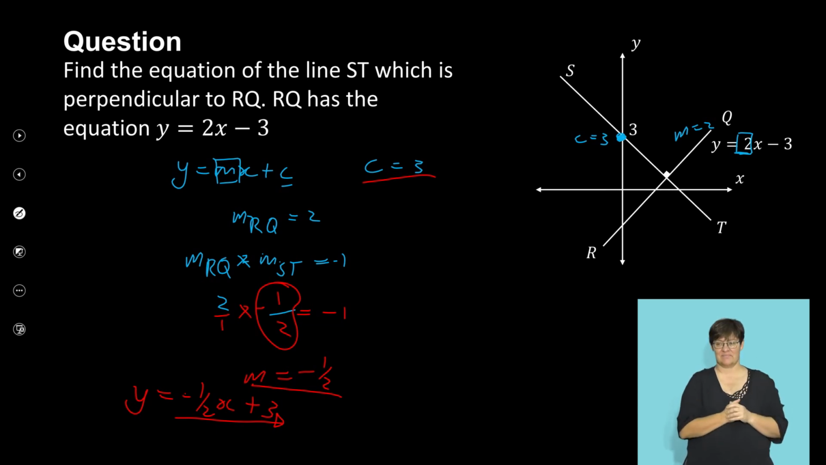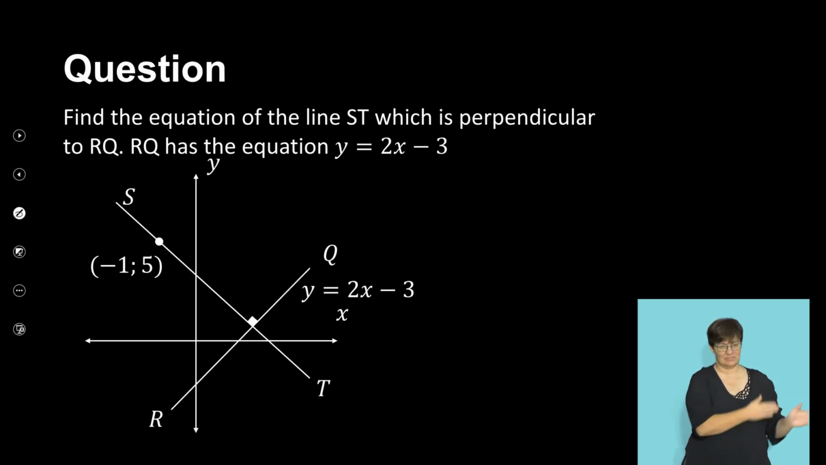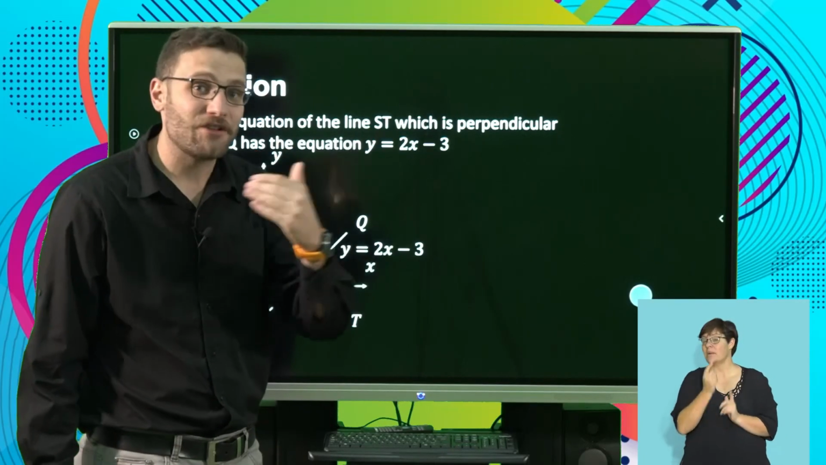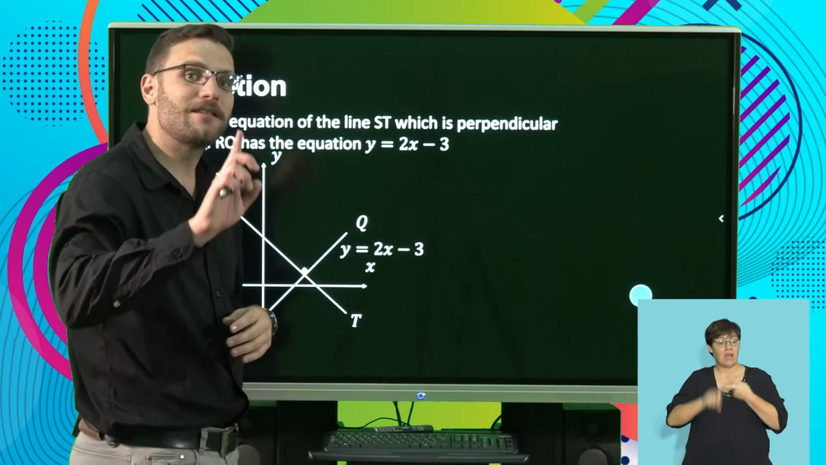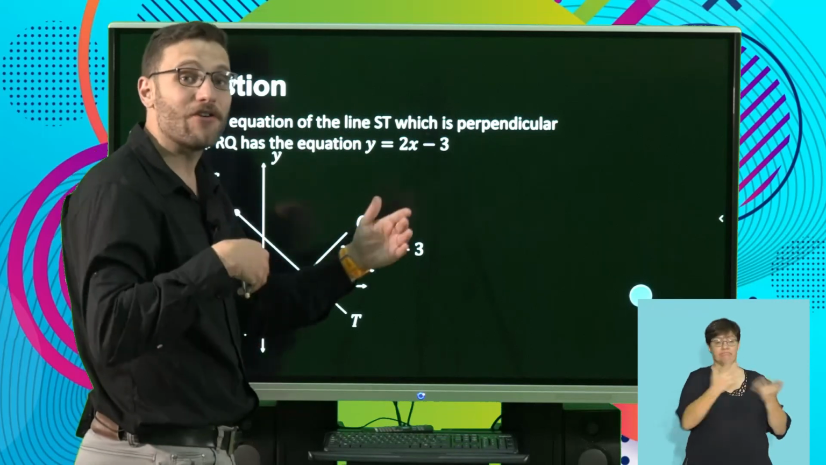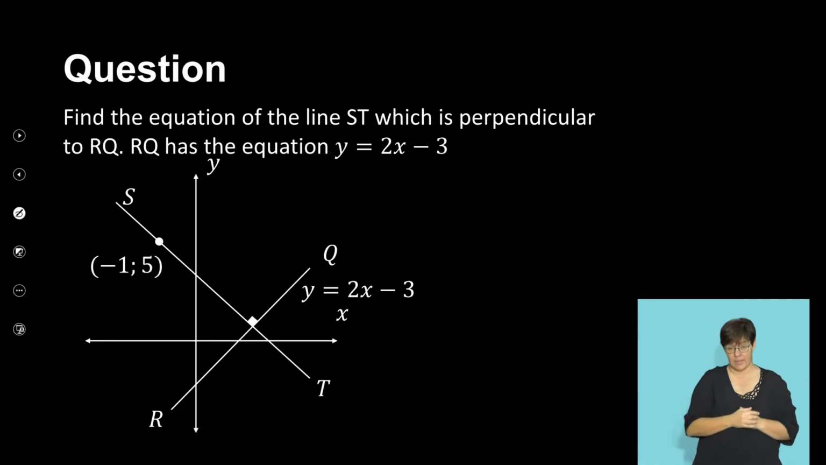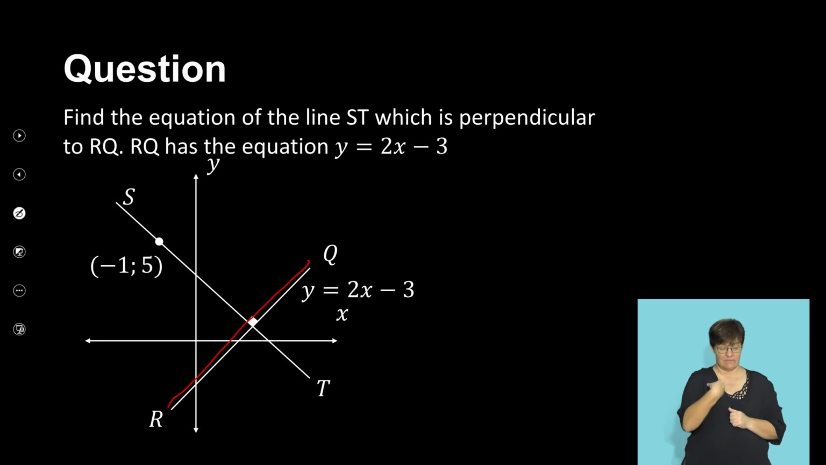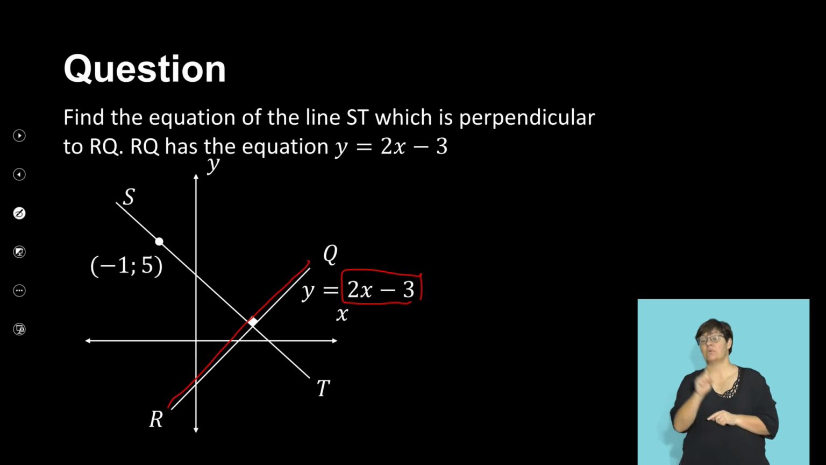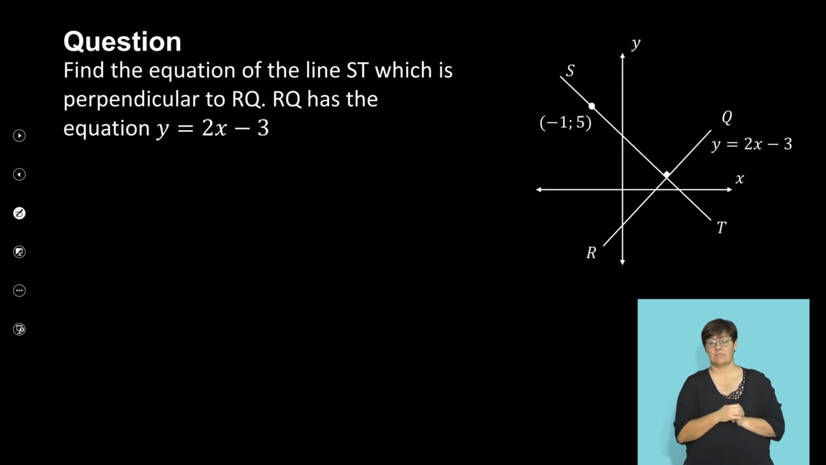Excellent. So let's jump into the second question. This question is exactly like the question that we did earlier, where I had to find the gradient, but I couldn't see the y cut. I had to go calculate the y cut. All right? So same thing. They've given me RQ. I've still got the same equation for RQ, y = 2x - 3. And I'm going to go find the equation of line ST.